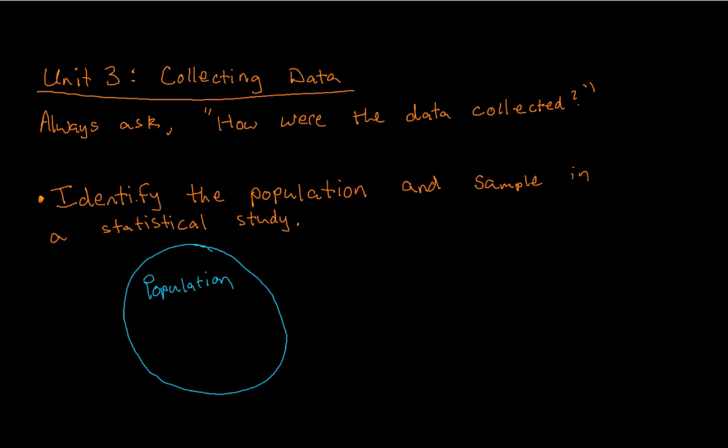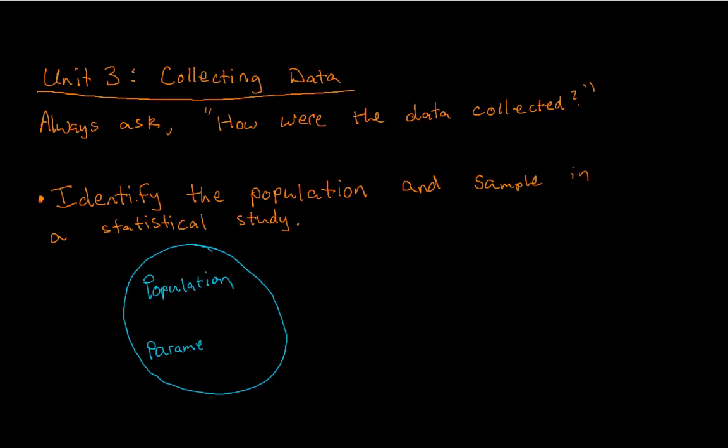Just a review from something that we talked about a long time ago when we were doing one variable data: on that census, I just saw that 76% of Americans are white or Caucasian. For the population, that statistic, that value, is known as a parameter.